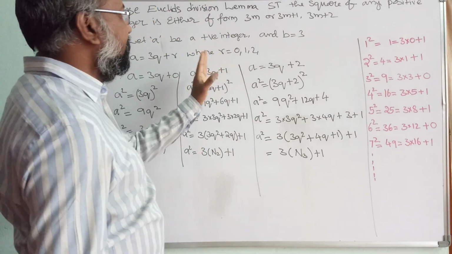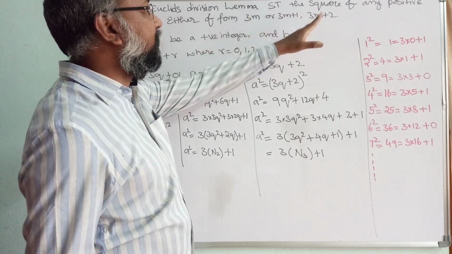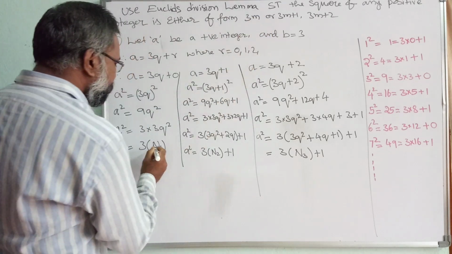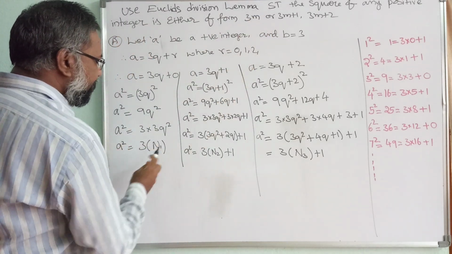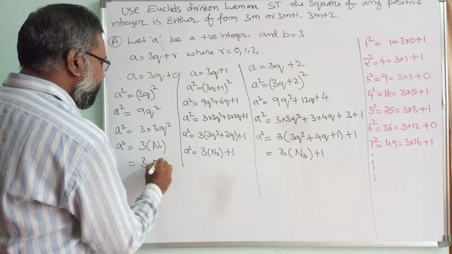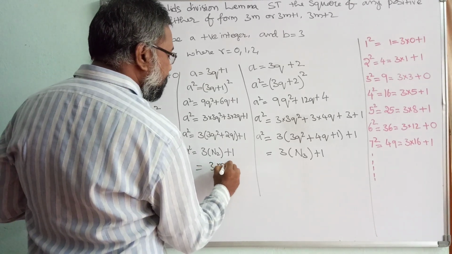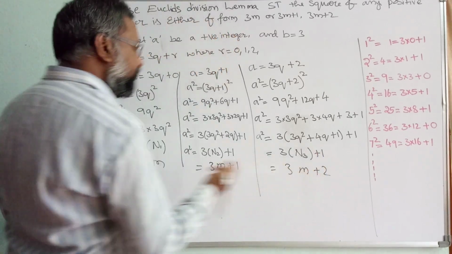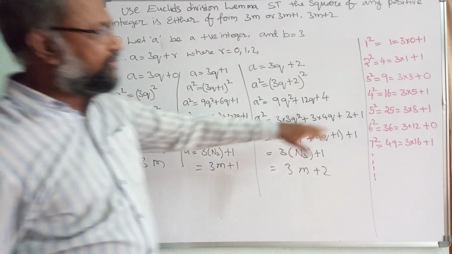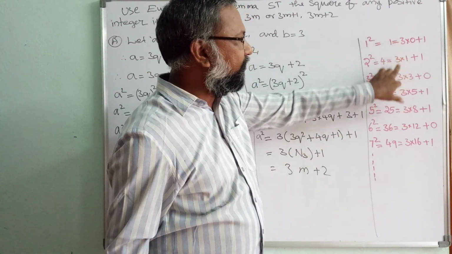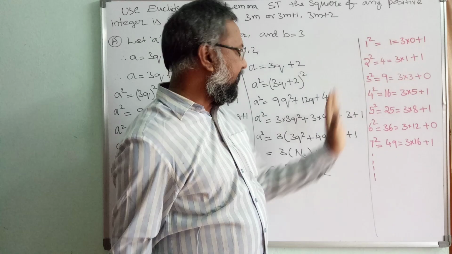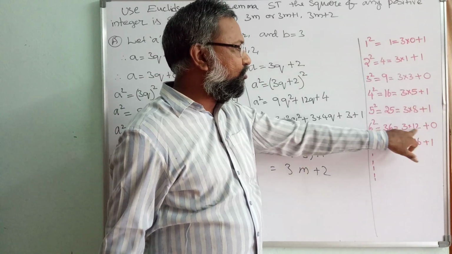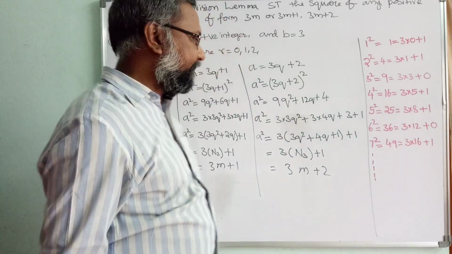Either one of that: 3m or 3m plus 1 or 3m plus 2. Here it is given as m, so instead of n you can write 3m or 3m plus 1 or 3m plus 2. m refers to a number, any number. Here you can see 3 is constant everywhere, but the m is changing: 1, 3, 5, 8, 12, 16, like that. That's all.